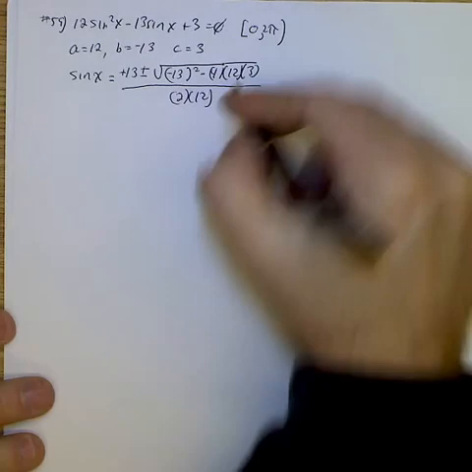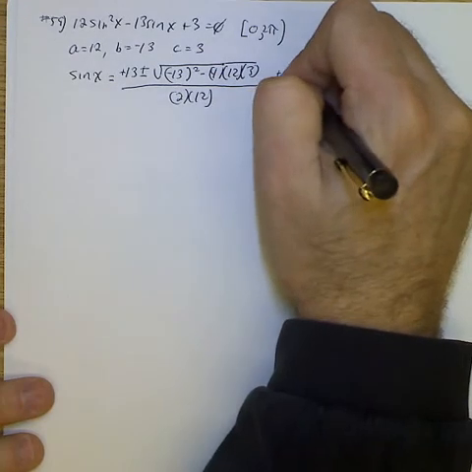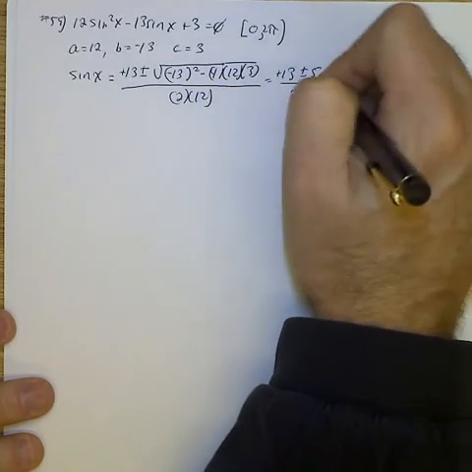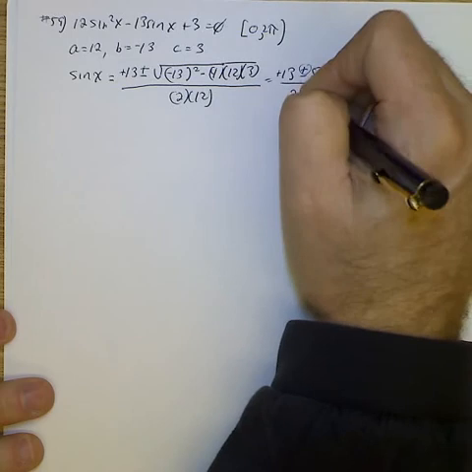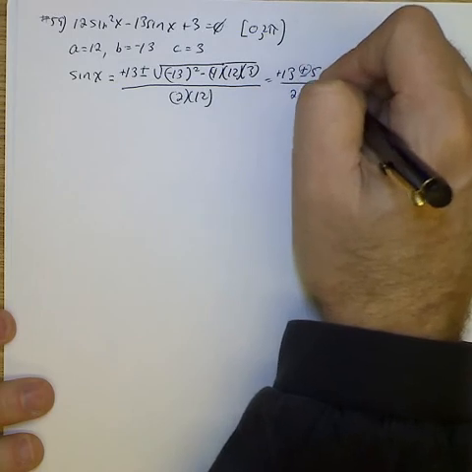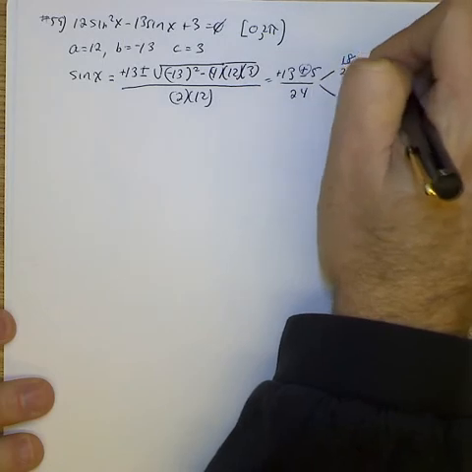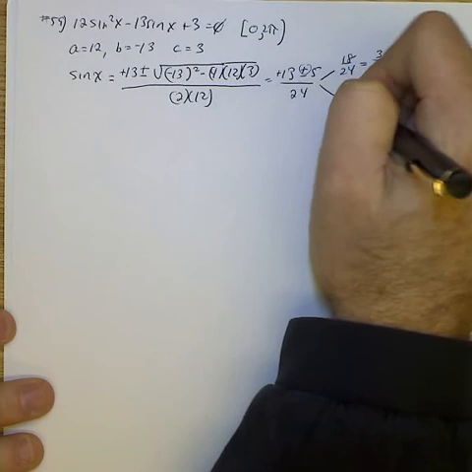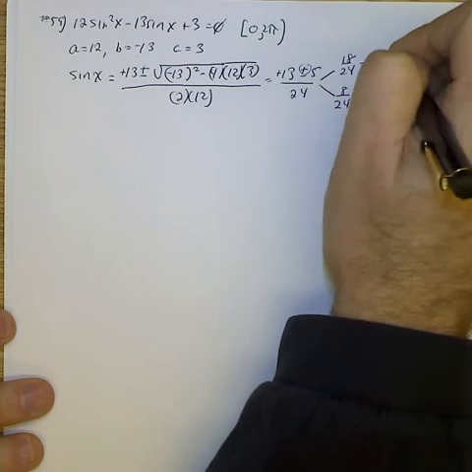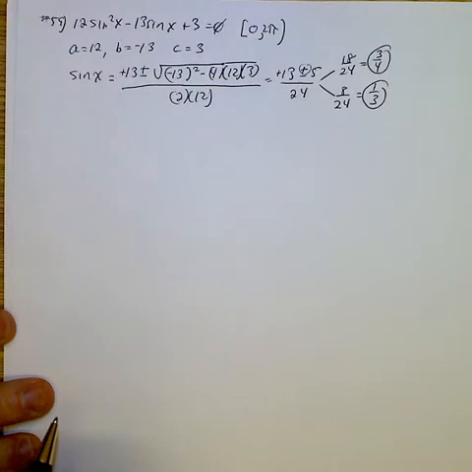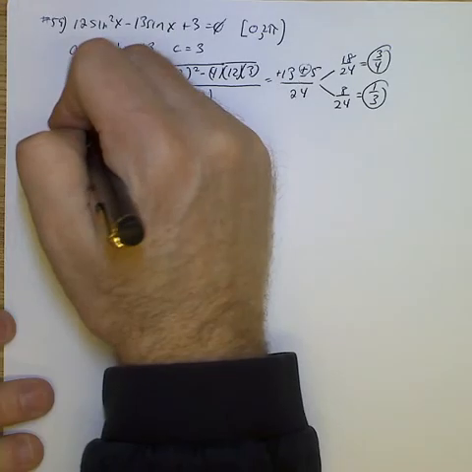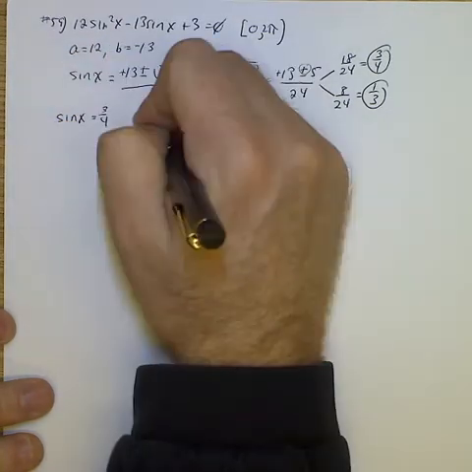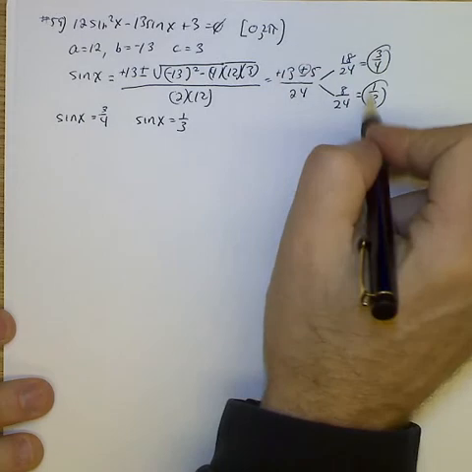When we simplify this, we get positive 13 plus or minus 5 all over 24. And we have two solutions here, with the plus and with the minus. With the plus, it's 13 plus 5, which is 18, so 18 over 24, which is 3/4. And with the minus, it's 13 minus 5, or 8, so 8 over 24, which is 1/3. So our two solutions from the quadratic formula are 3/4 and 1/3. So sine of x equals 3/4, and sine of x equals 1/3.